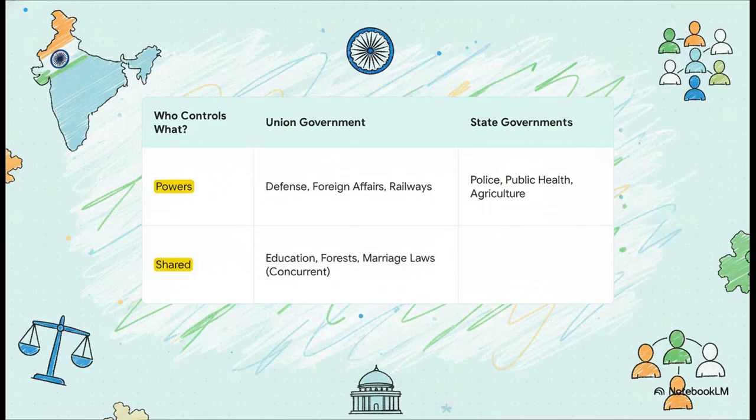And this table here, it breaks down that power sharing really clearly. The union list gives the central government control over big, national issues, things like defense and foreign policy. The state list covers more local stuff, like the police and agriculture. And then there's this interesting third category, the concurrent list, for things they share responsibility for, like education.